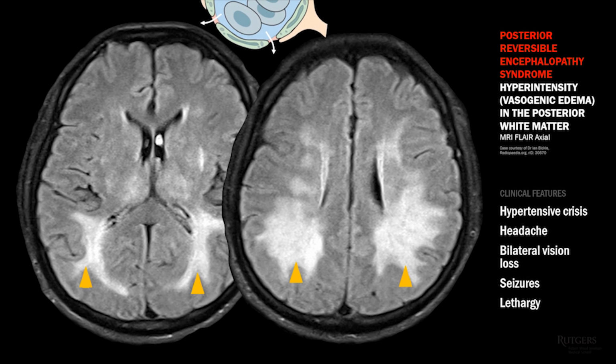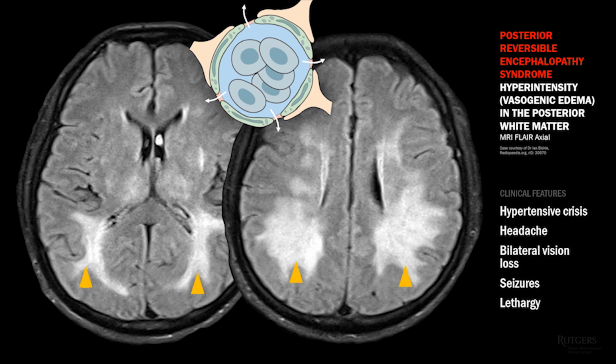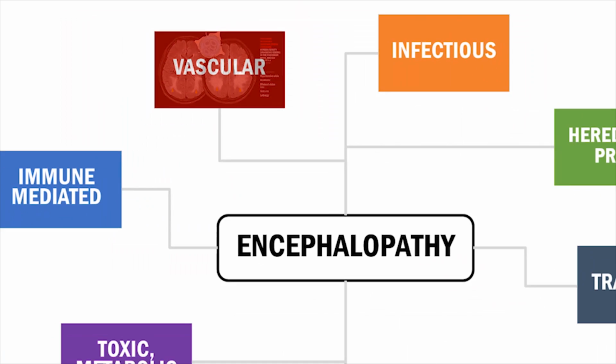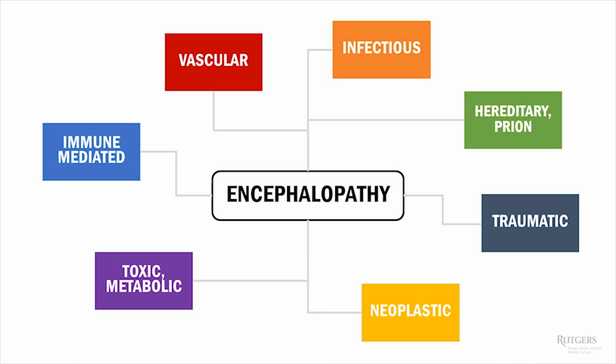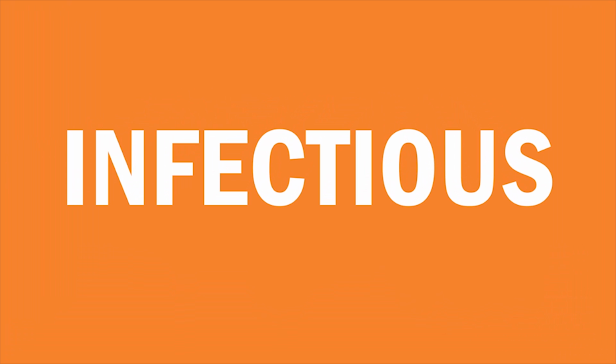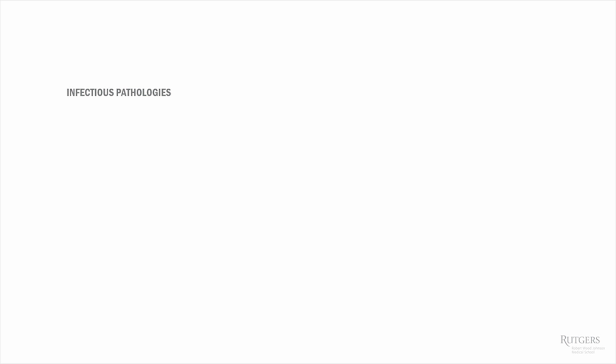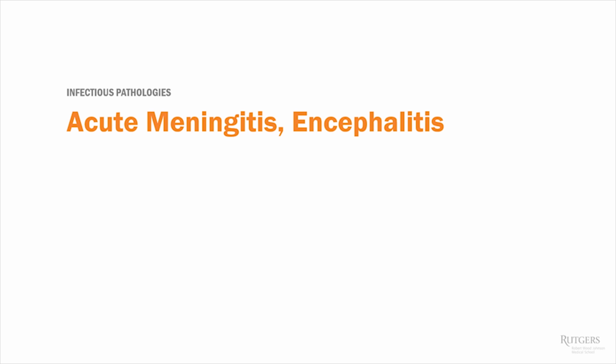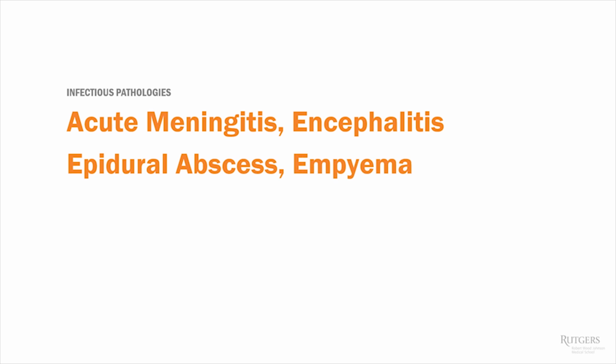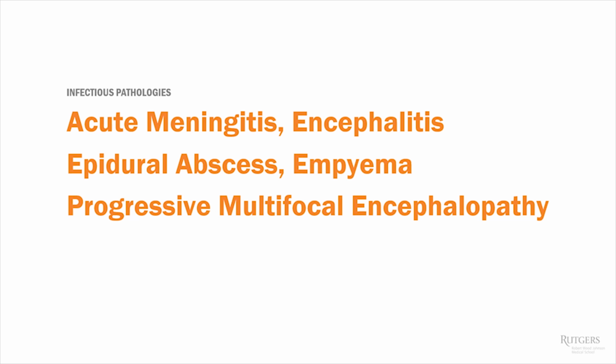So this is a good example of vasogenic edema that's not caused by an infection or a tumor. We usually treat it by lowering the blood pressure and/or removing the offending agent. Now let's take a look at a few infections. So typical infectious causes of coma include acute meningitis and encephalitis, that can be bacterial, viral, or fungal, brain abscess, and progressive multifocal encephalopathy due to JC virus infection.